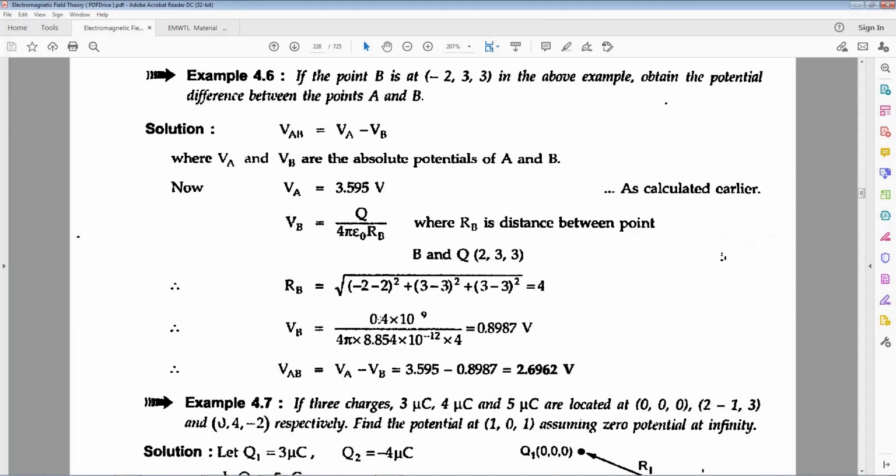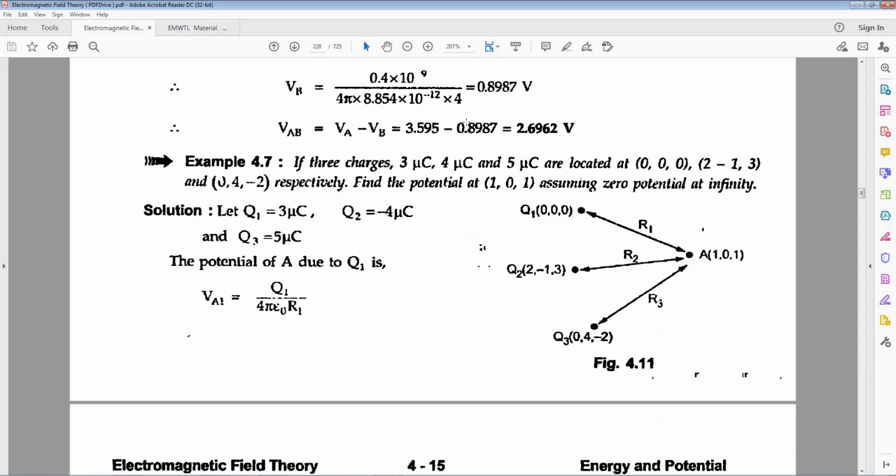Okay, it is 4 only, the R_B. Substituting the value of Q, 0.4 into 10 to the power of 9, and 4 pi into 8.85 into 10 to the power of minus 12 into 4, we will get V_A as 3.595 and V_B as 0.8987. Subtracting the two values will get the voltage V_AB, the potential difference between the points A and B.